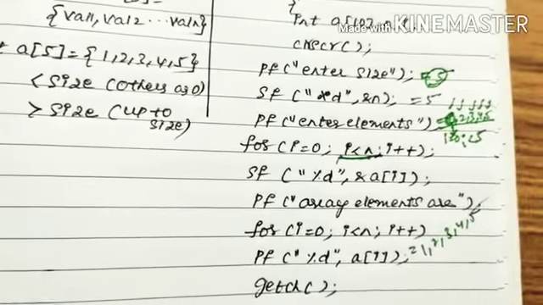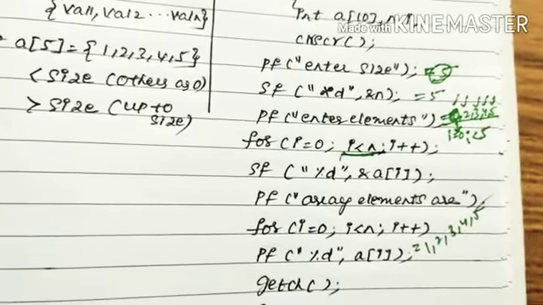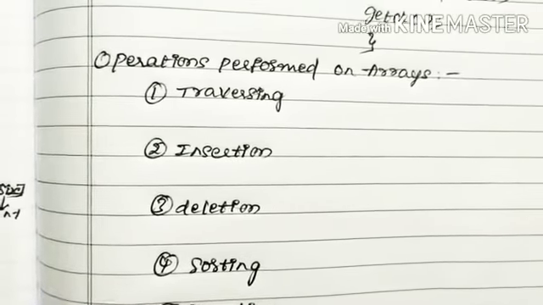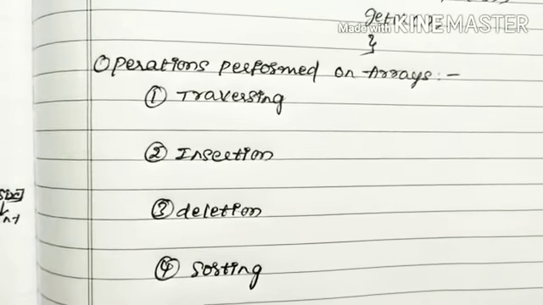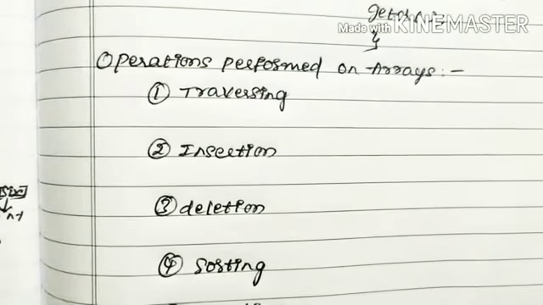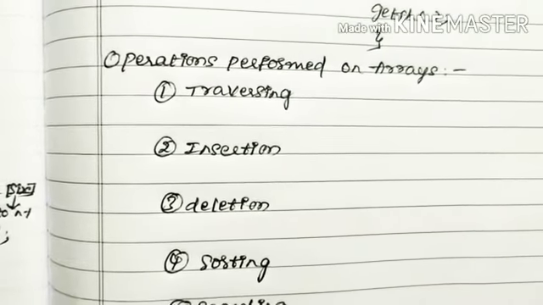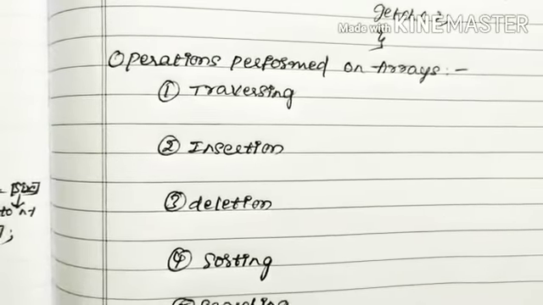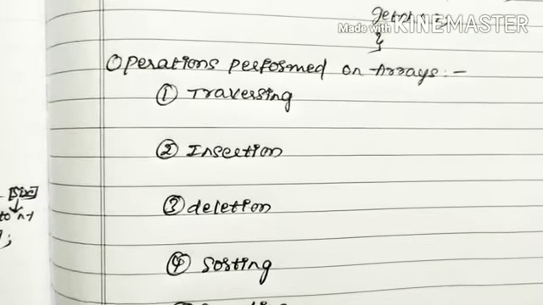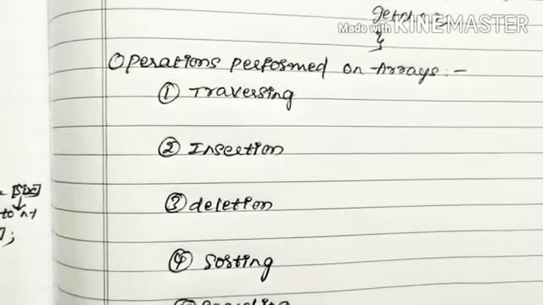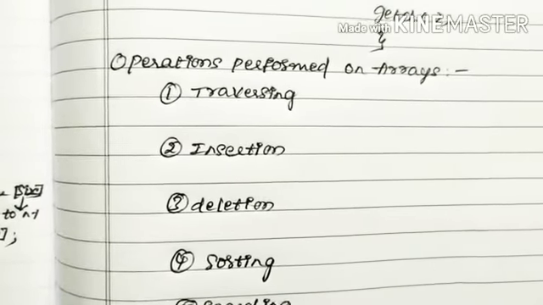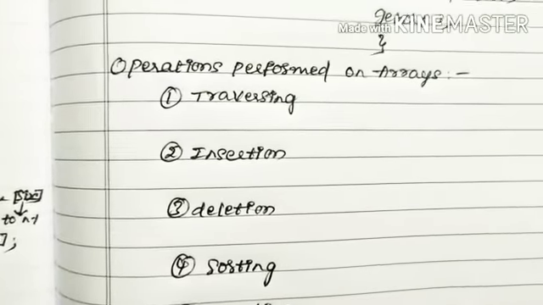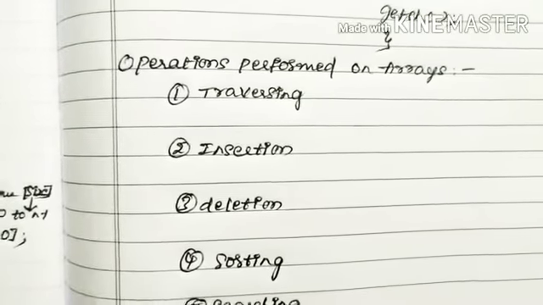Go through these types of examples for dynamic initialization. And now we are going to discuss operations performed on arrays. There are usually 5 operations performed on an array: traversing, insertion, deletion, sorting and searching. Traversing is nothing but visiting the elements of an array. Visiting each and every element of an array is nothing but traversing.